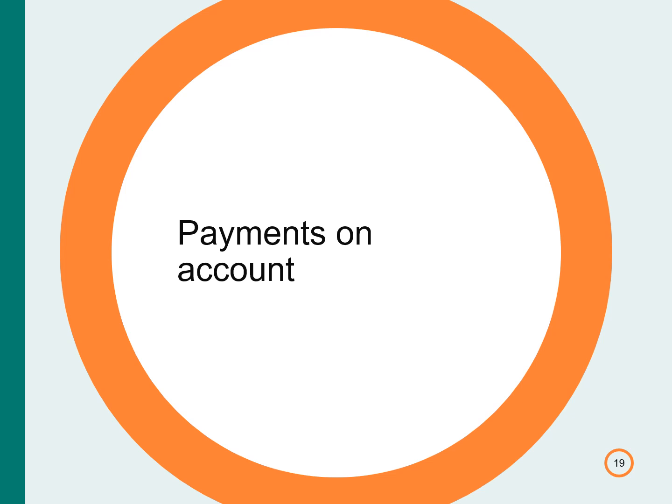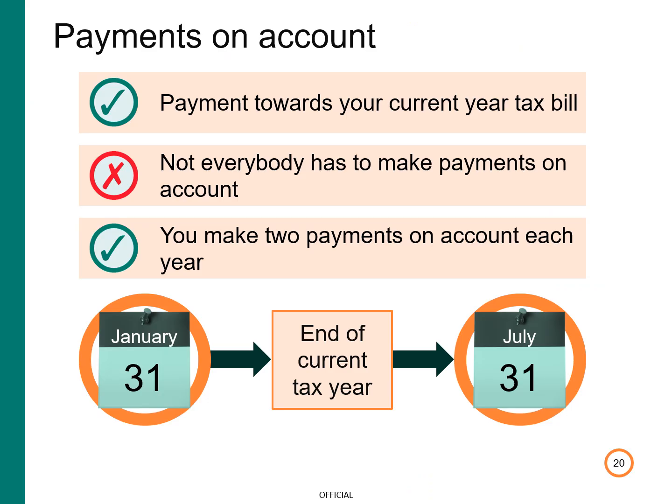As well as your balancing payment, your tax calculation may also show something called a payment on account. But what is a payment on account? It's a payment towards your tax bill for the current year, that's 2024 to 2025. Not everybody has to make payments on account. If you do, you make two payments on account. One by the 31st of January before the end of the current tax year, and another by the 31st of July after the current tax year has ended.